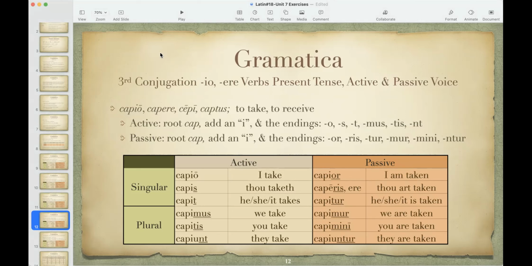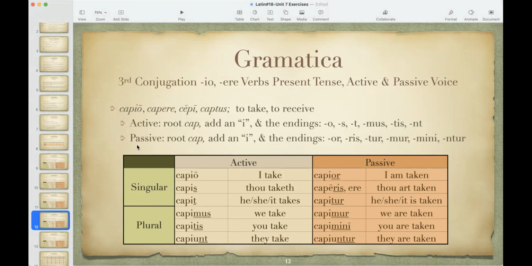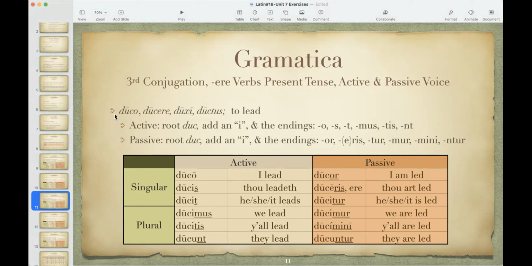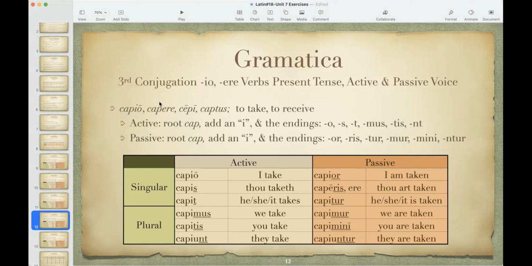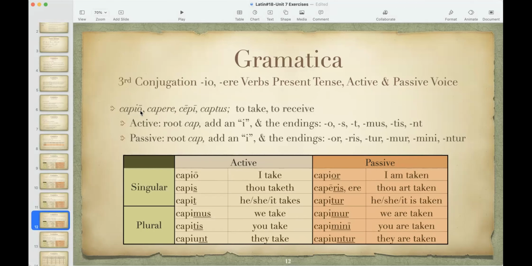So, third conjugation, IO verbs. Remember, third conjugation has the ERE verbs and it has the IO verbs. So we saw duco, ducere, duxi, ductus, and then the IO verbs, capio, capere. You have to look at both the first person and the infinitive, because you can't just say IO on the first person: audio and audire look like an IO, but this is fourth conjugation. So you have to look at both the first person singular and the infinitive.